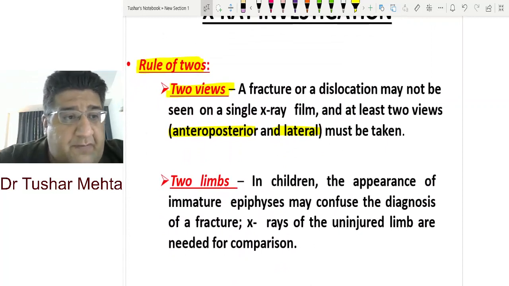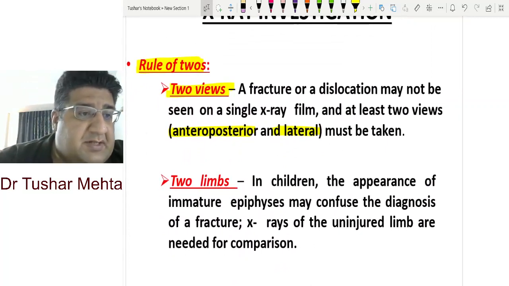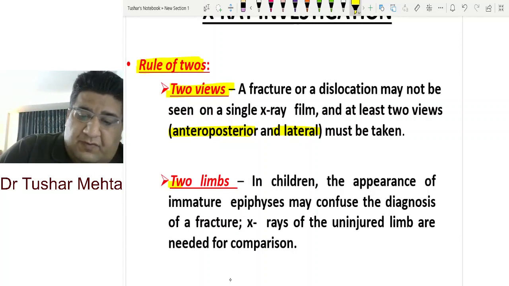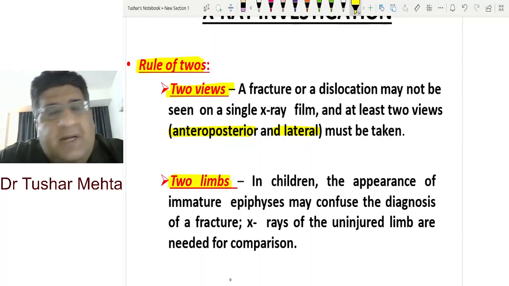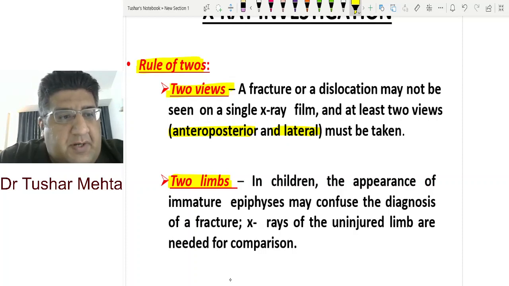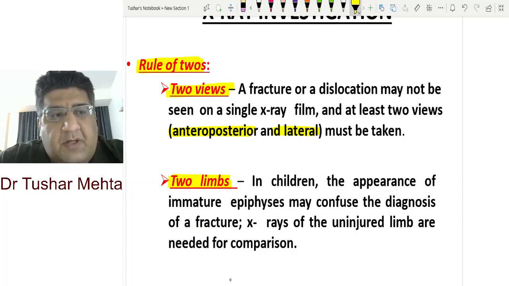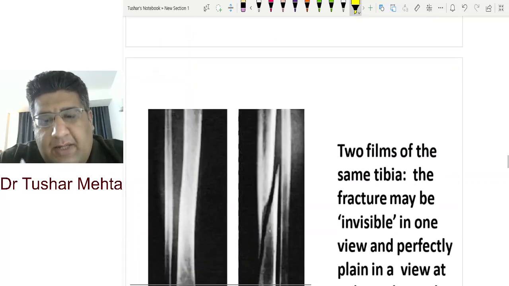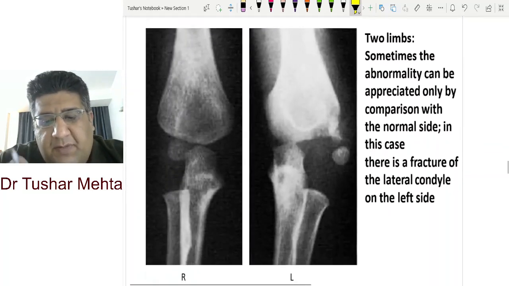After the rule of 2 views, we have the rule of 2 limbs. Now what about 2 limbs? Pediatric skeleton, it's a big mystery. Why? In pediatric skeleton, most of the ossification centers have not appeared, and that poses a very big problem.